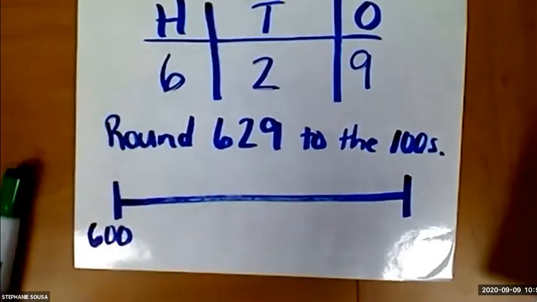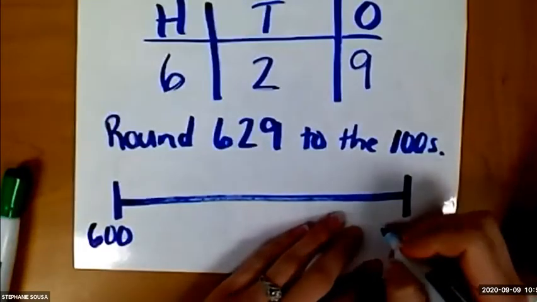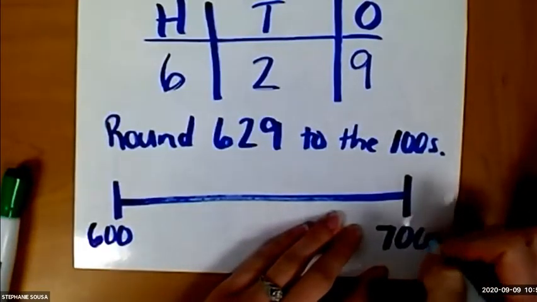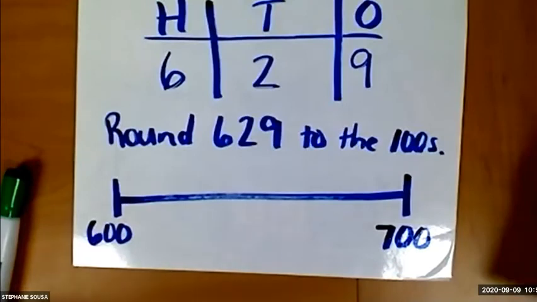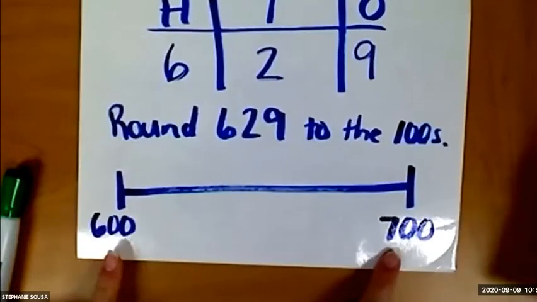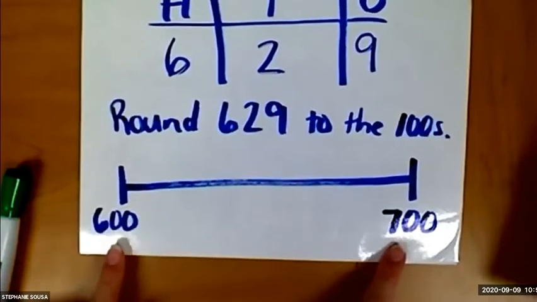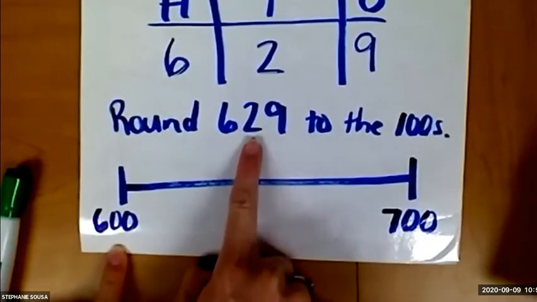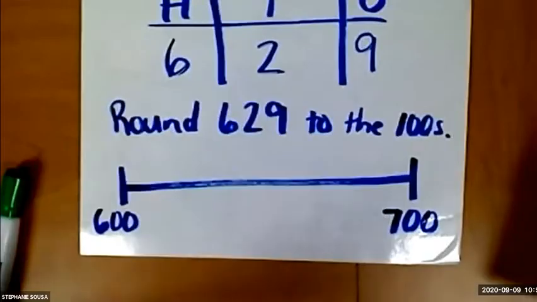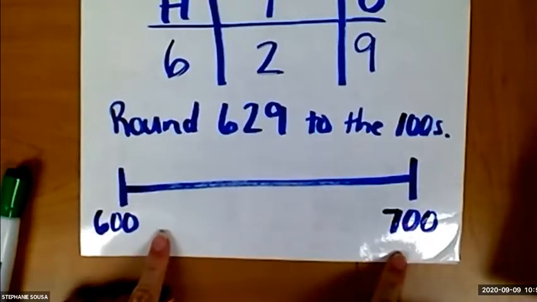100, 200, 300, 400, 500, 600. What comes next? 700. There you go. Good. We're just counting by 1 with saying the 100 word after it. Okay? So on my number line, I've now shown the 2 benchmark numbers that this number is between. So what's important now is to identify where 629 is on this number line.